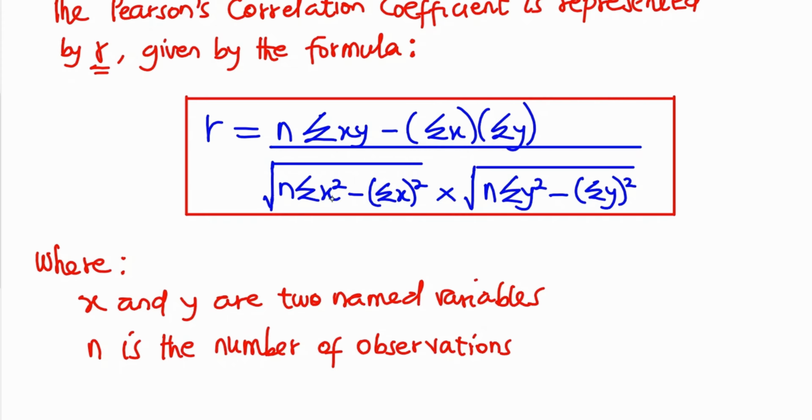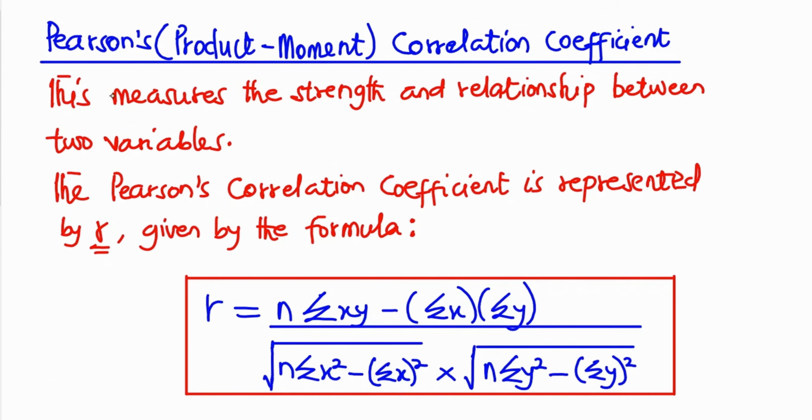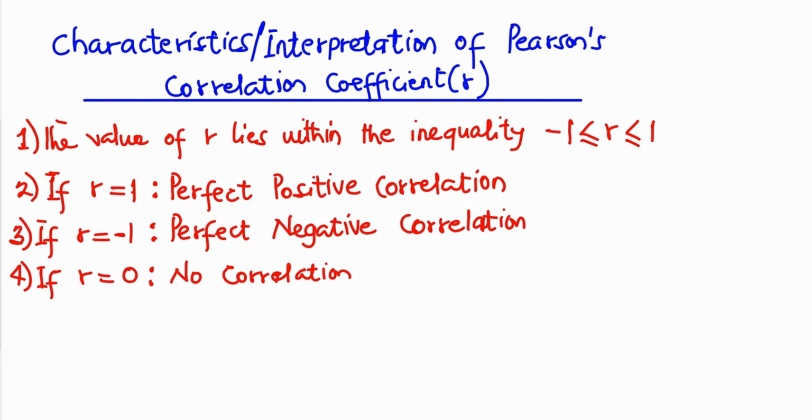So having known what the formula is and what the variables mean, we are going to look at the characteristics or the interpretation of the Pearson correlation coefficient, that is, the characteristics of R. When we calculate the Pearson correlation coefficient from any given data, we should be able to explain what that value means, and these characteristics are here to help us in that regard.